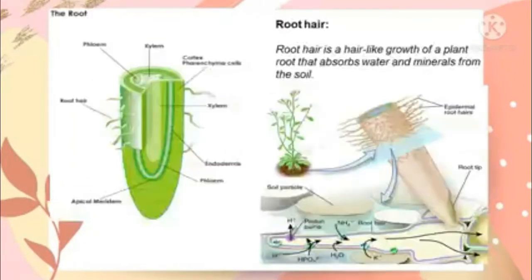The first one is the root hair. Root hair is a hair-like growth of a plant root and absorbs water and minerals from the soil. This is the reason why water is so important in plants' development. Water moistens the soil and helps ions to move freely from one place to the other, changing properties easily.